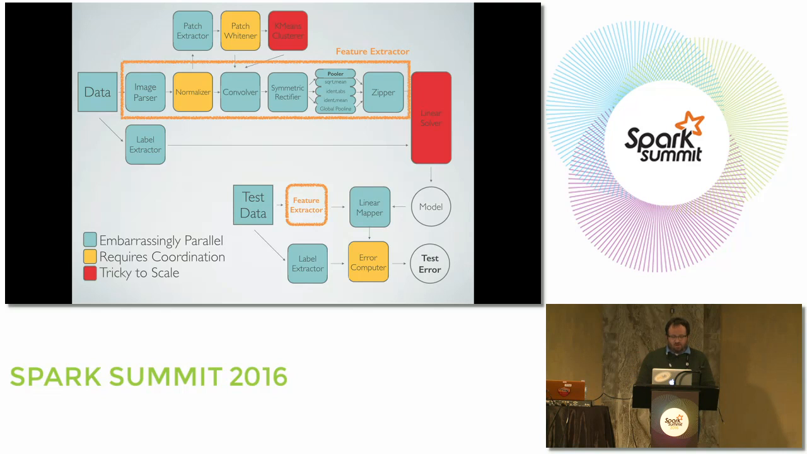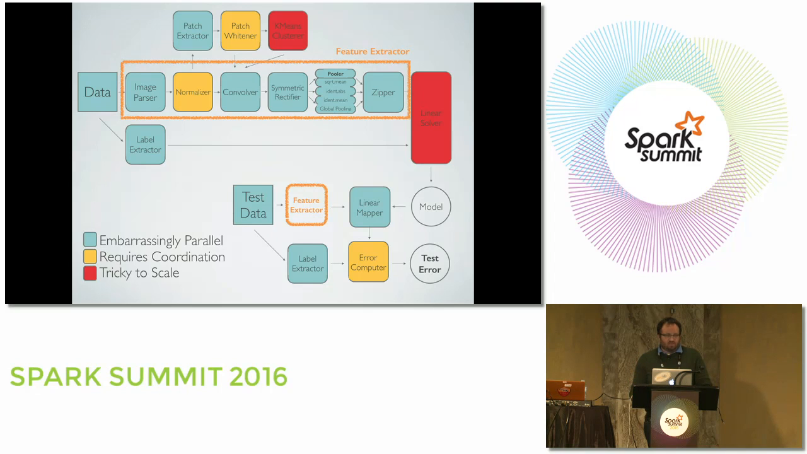Same thing comes up in text processing all the time. So normalization is an example of something where we really have to have some coordination among all the workers in our cluster before we can fully execute that operation. So that stuff requires coordination, but the communication requirements maybe aren't that heavy.